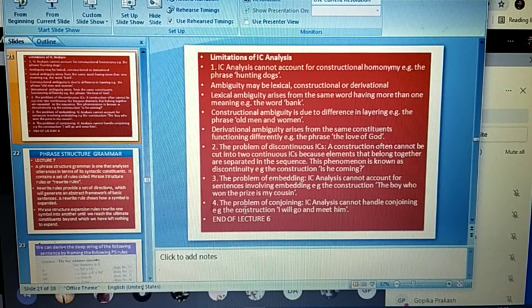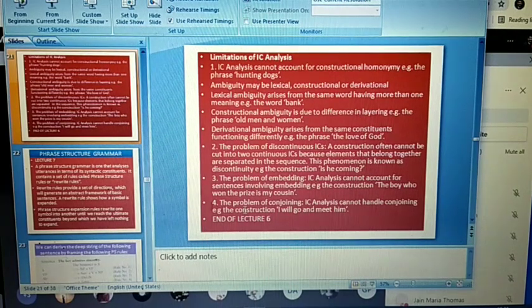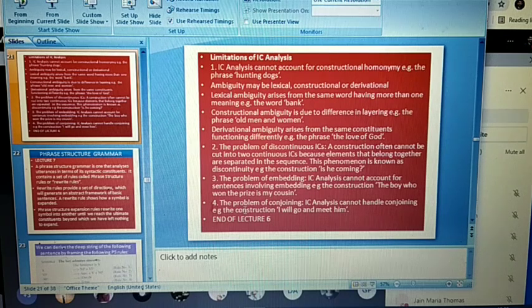Another is derivational ambiguity, which arises from the same constituents functioning differently. Derivational phrase: the love of God. Love of God can be God's love for men. It can also be man's love for God. These kinds of ambiguities cannot be explained with IC analysis, and this is one of its limitations. Now we look at another big problem or demerit of IC analysis: the problem of discontinuous immediate constituents.